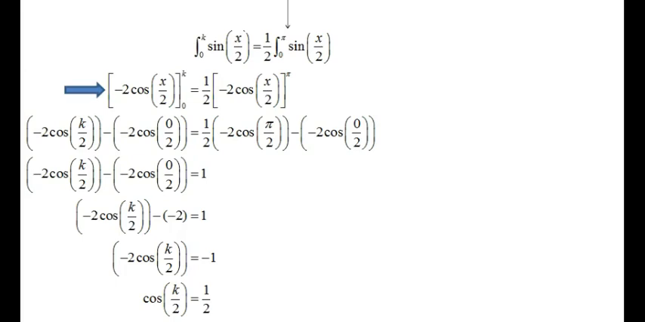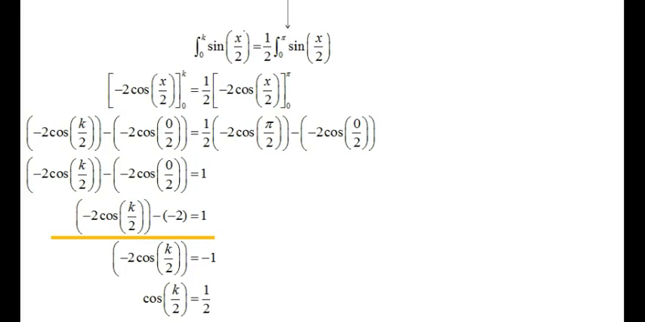So for the left-hand side, the limits are 0 to k, and for the right-hand side, the limits are 0 to pi. Now I can't work out the left-hand side yet, but I can work out that right-hand side. To work out this right-hand side, we put the pi and the 0 in as our limits, and we get a half of 2. Right-hand side comes down to equal just 1. And so I now have to put this left-hand side equal to the 1. When we're working this out, remember cos 0 is 1. So the negative 2 cos(0/2), or just negative 2 cos 0, becomes negative 2.